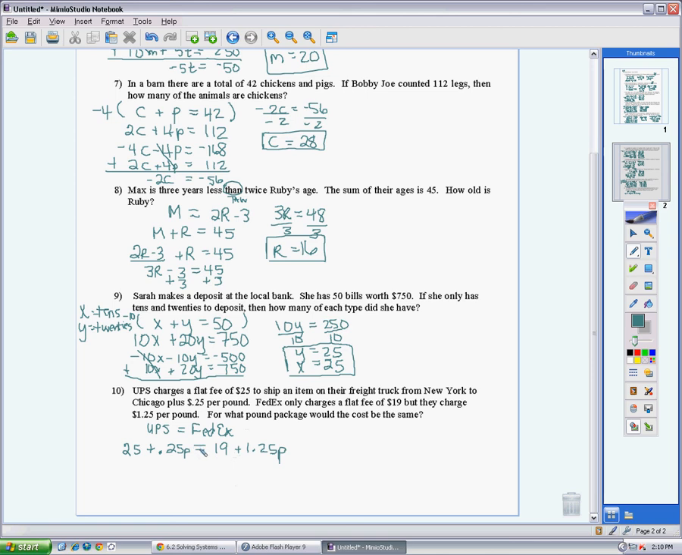So I'm going to subtract the 25p because I like to take my smaller variable and move it over to my larger variable. And I get 25 is equal to 19 plus 1p because that 25 cents cancels out. So I've got p. Then I'm going to subtract 19 from both sides. And p is going to equal 6. So if you have to send a package that's 6 pounds, the cost would be the same. It would cost the same to use UPS. It would cost the same to use FedEx if your package is 6 pounds.